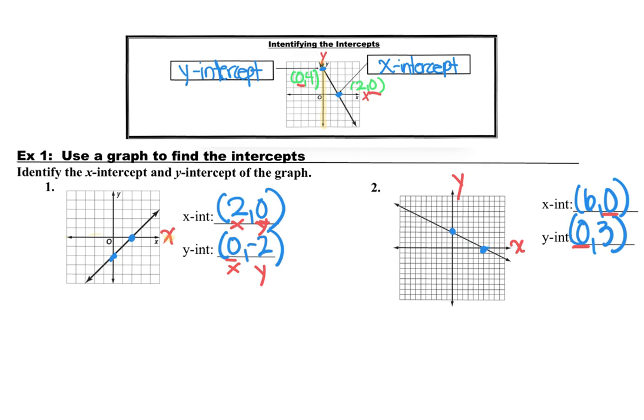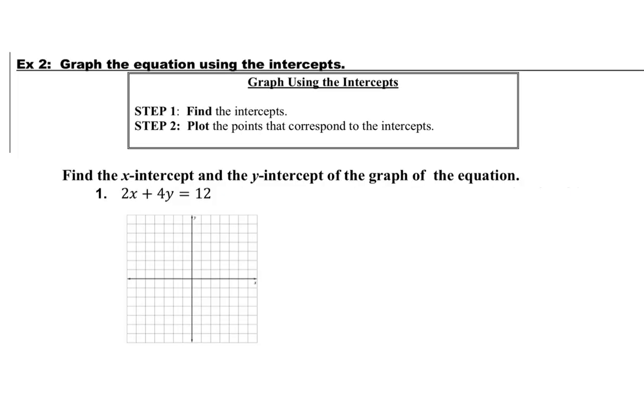When we're looking at the x-intercept, notice how the y is always 0. So for the x-intercept, the y coordinate is always 0. And when we're looking at the y-intercept, notice how the x-coordinate is always 0. It's because it's on the axes. We're either walking over and not going up any, or we're not walking over any and going straight up or down. So now we're going to graph using the intercepts.